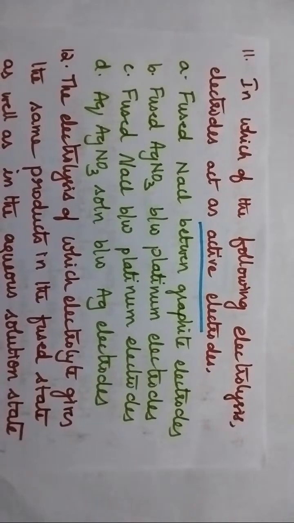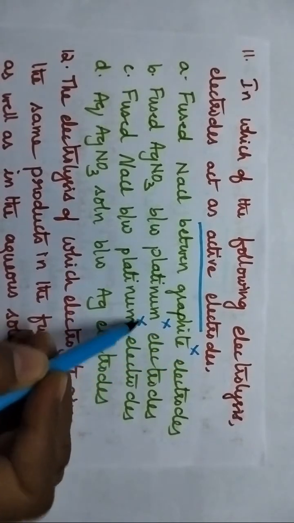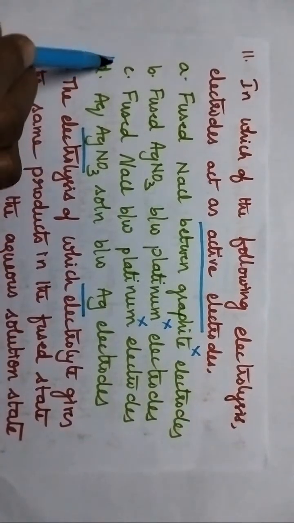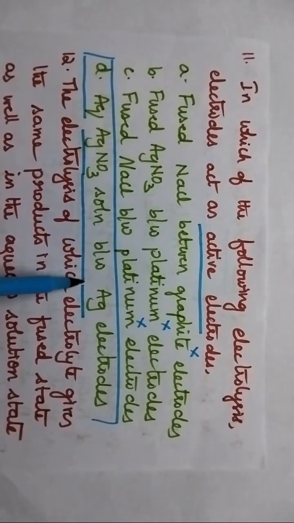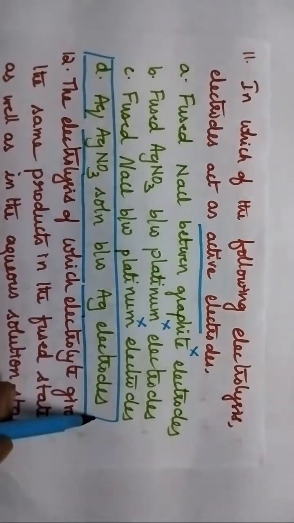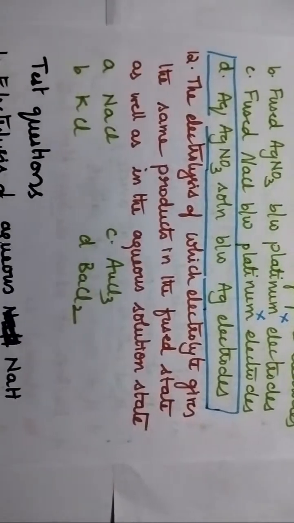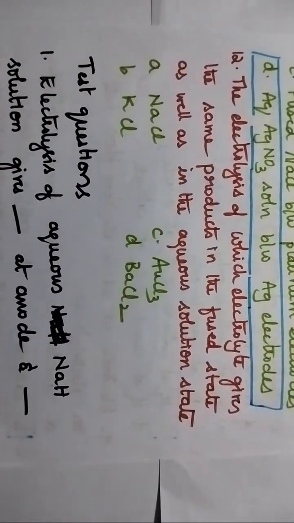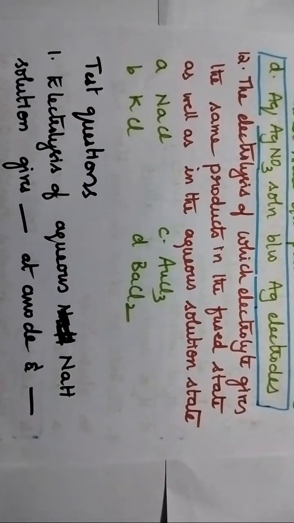Very good, Vaishnavi, Rebecca, too good. Always remember, graphite and platinum electrodes are inactive. Here the electrolytic solution is AgNO3 and the electrodes used are Ag. So option D is the right answer. So here the electrolysis takes place in the presence of active electrodes. Rajeshwari, try to identify the right answer. Durga, very good.